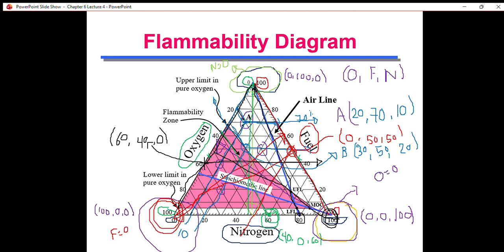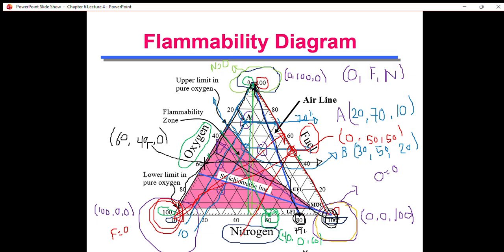The other composition is when I have no air at all. So I go from the maximum concentration of air at this point, which is 79% nitrogen and 21% oxygen, to the point where I have no air at all, where I have only fuel, 100% fuel. So this is what we call the air line.